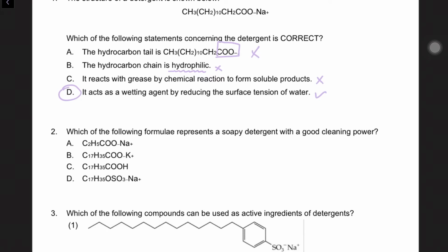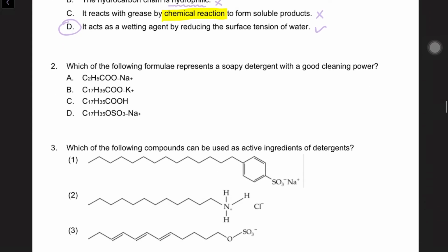I think some of you get the answer already. It should not be a chemical reaction. It only dissolves in the grease. Again, the dissolving of detergent in the grease is a physical process because no new substance is formed. Okay, question 2. So again, please spend a few seconds.